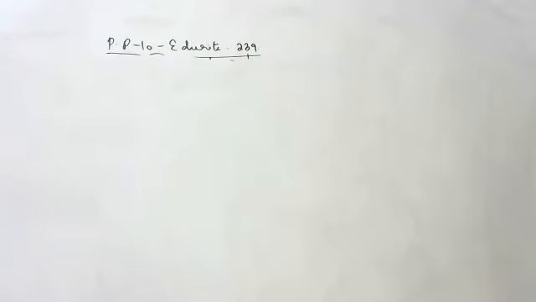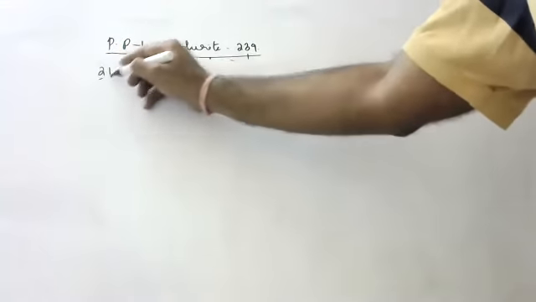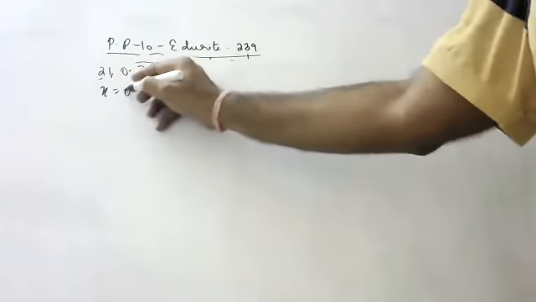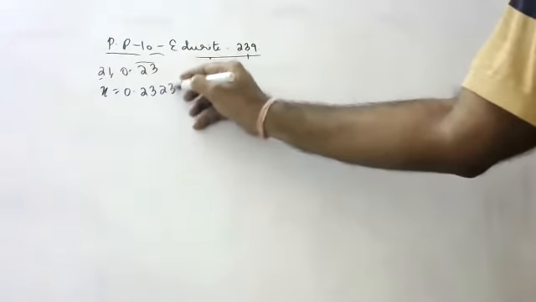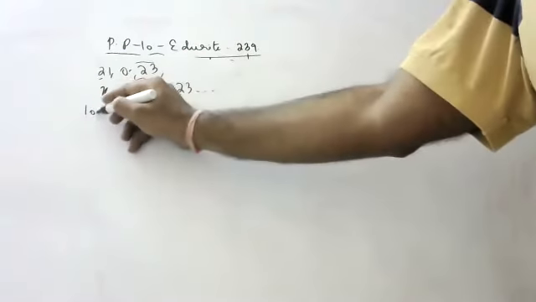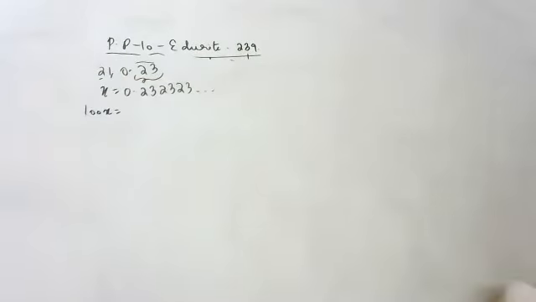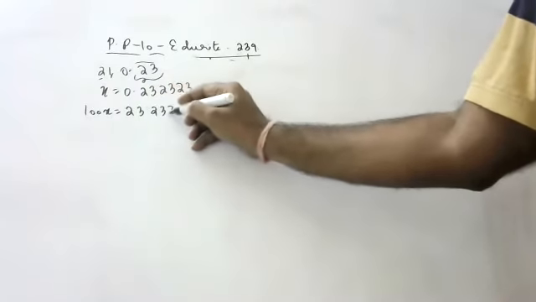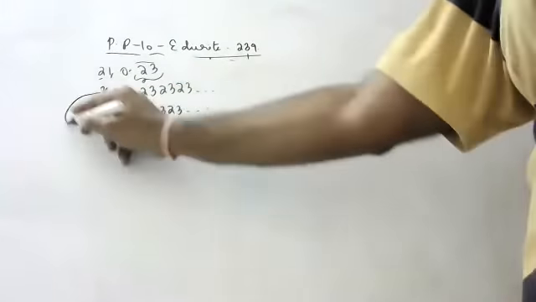Express as a rational number in the simplest form. So children, 0.23 bar. Let x equal 0.232323 and so on. As the bar is over two digits, multiply both sides by 100. 100x is equal to 23.2323. Minus x, this you have to subtract.